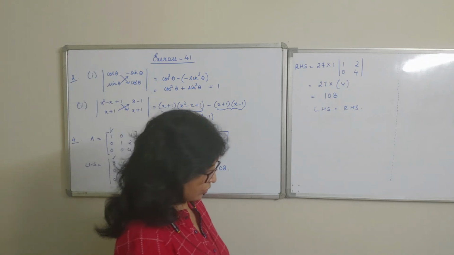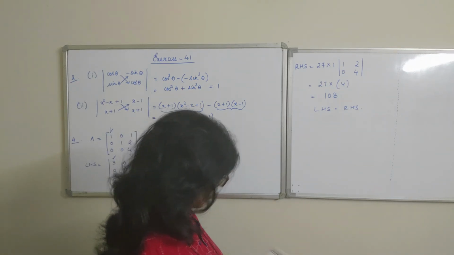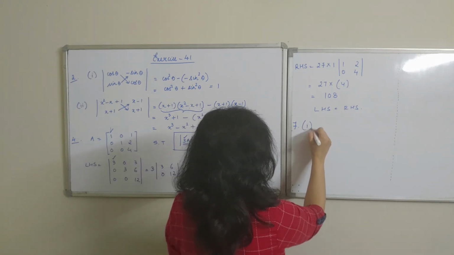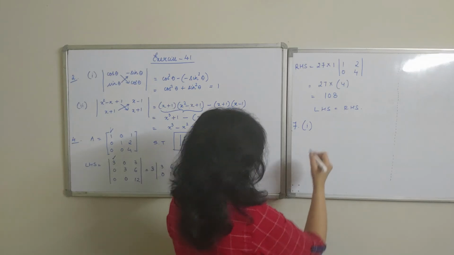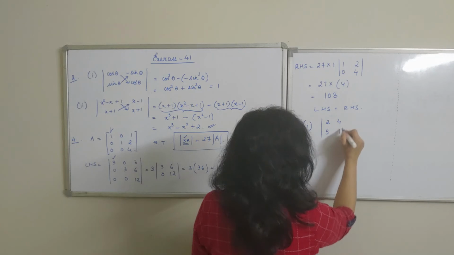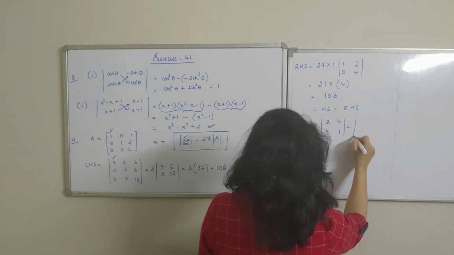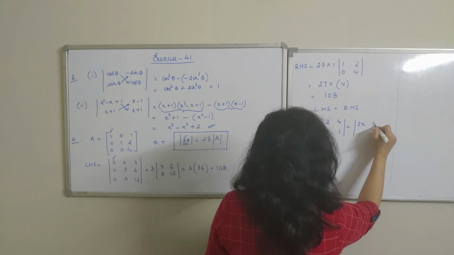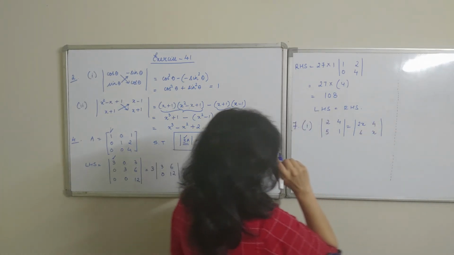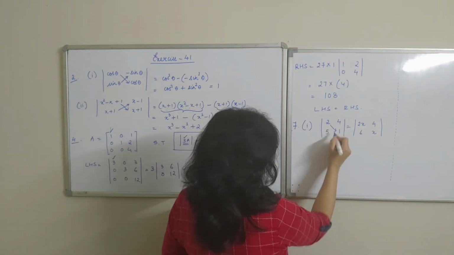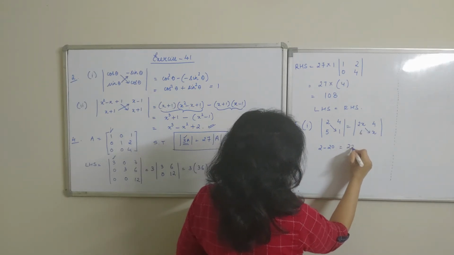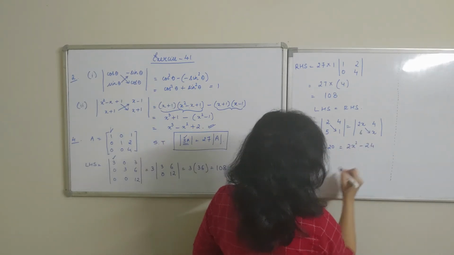Next we'll take up question number 7. Seventh question, say the first part. A determinant equation is given. The first determinant 2 5 4 1 is equal to the determinant on the right hand side, first row, and the second row is this. So here again evaluate this determinant, which is 2 minus 20. On the right side, evaluate the determinant: 2x square minus 24.